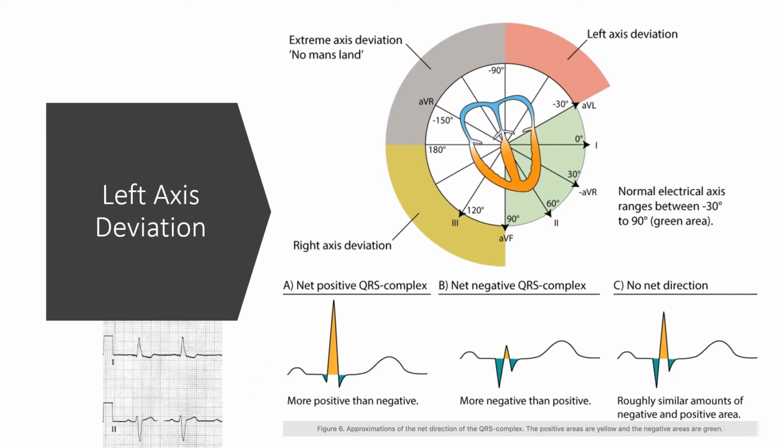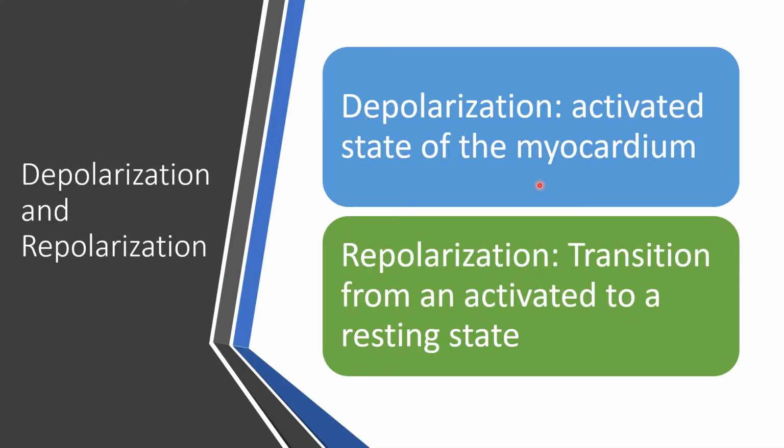left axis deviation. To understand the EKG criteria for left ventricular hypertrophy, we need to understand the basic principles of ECG, which is that the QRS denotes the depolarization, which is the activated state of the myocardium, and the ST and T waves represent the repolarization of the myocardium, which is the transition from an activated to a resting state.